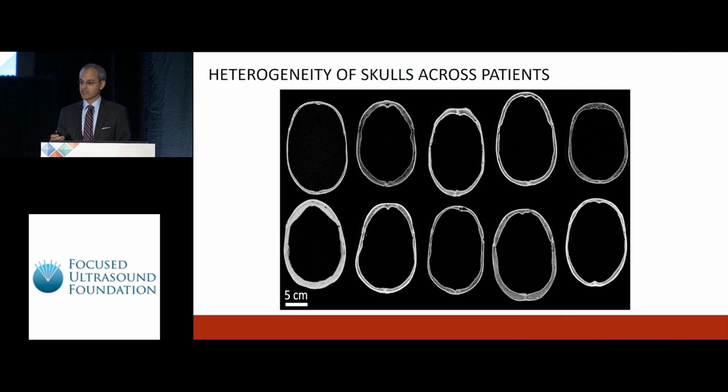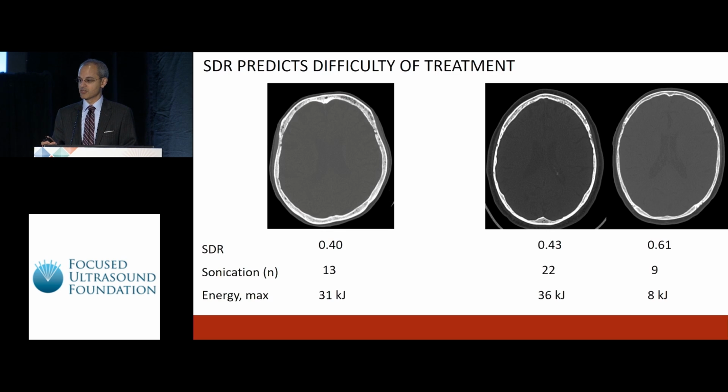Skulls are very heterogeneous. These are CT scans from the various patients that we've been screening for our treatment. As you can see, some of the skulls are thinner, some thicker, some more trabeculated, some more cortical. Hounsfield units vary considerably across the range of our patients. We use the skull density ratio as a preoperative measure from the CT scan to try to predict the reasonableness of using FUS to treat these patients for their tremor.